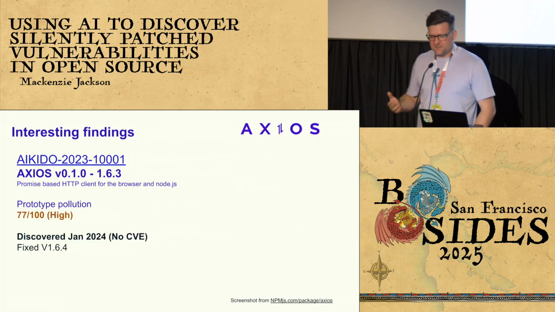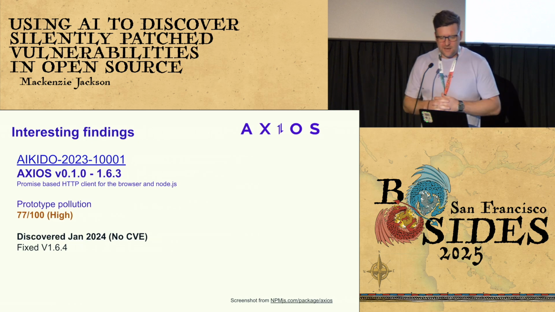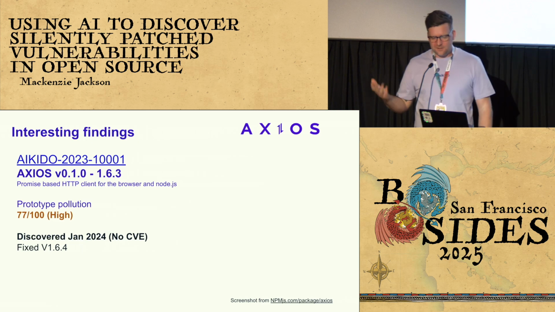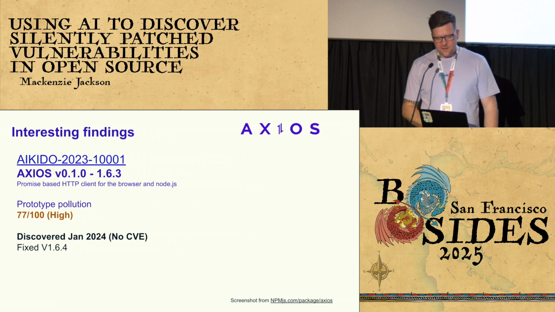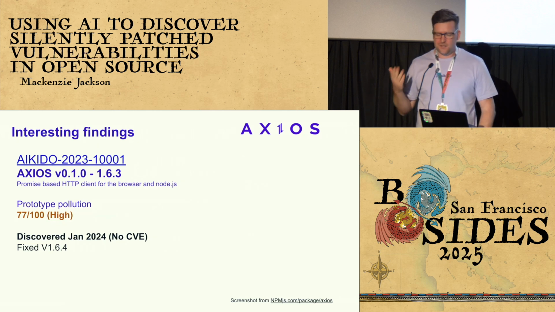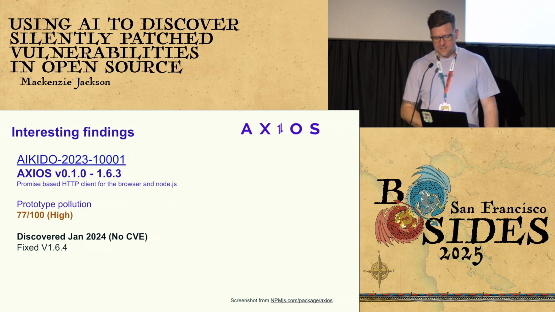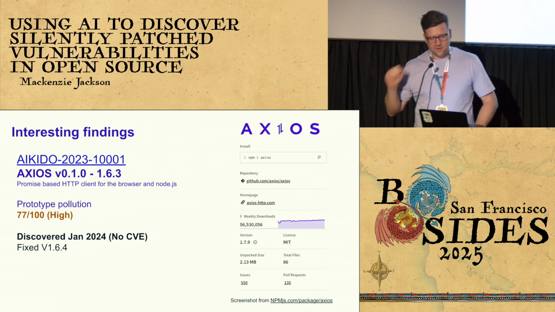So if we have a look at some of the more interesting findings that we had. One of them was Axios. Now, this is a promise-based HTTP client. I'm sure a lot of people are probably familiar with this. This is a very popular project. This had a 7.7 out of 10 high severity vulnerability. It was discovered in January 2024, and so far it has no CVE fix.